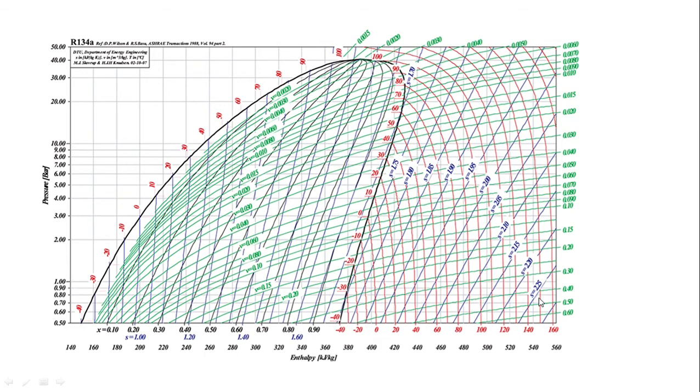So likewise, the pressure lines are horizontal lines. Is it visible to all of you? Are you getting this point or not? Are you understanding the chart or not?